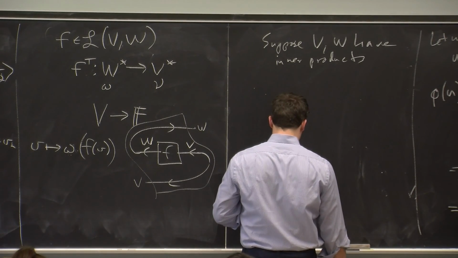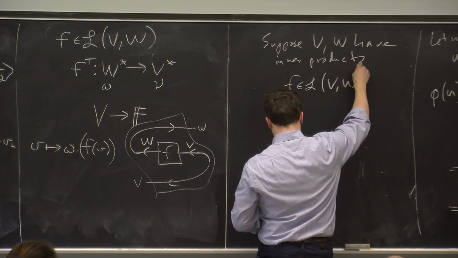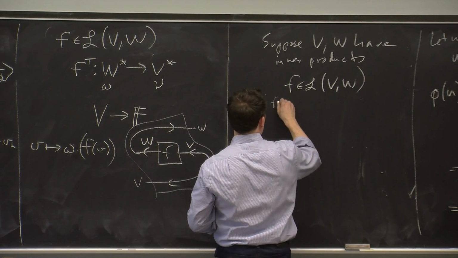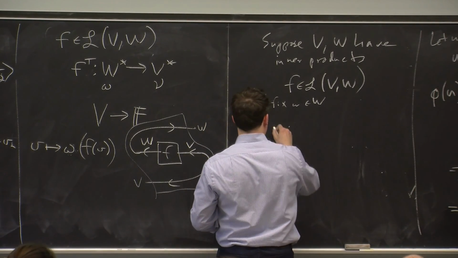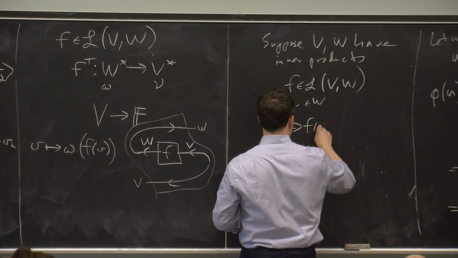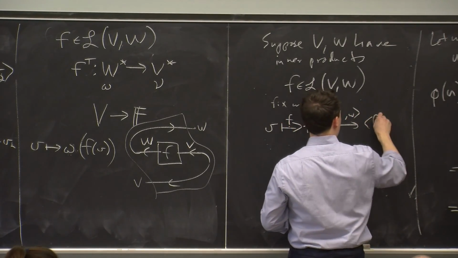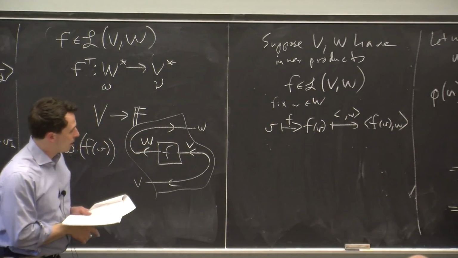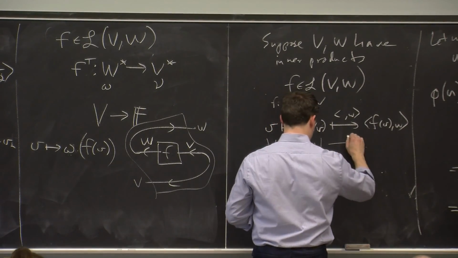And there's something more I can do. So again, let F be a linear map from V to W. And I want to fix some w in W. And I want to consider a composition. First I take V, I apply F, and I get F of V. And then I apply inner product with w, and I get the inner product of F of V with w. So I have a composition of two linear maps, F and inner product with w. And this goes from V to W to the field.